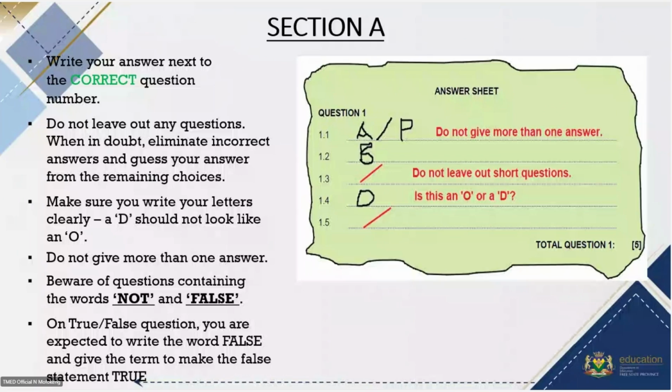As you can see there on the example of 1.1, whereby you'll give A or P. That is not supposed to happen in our section A. You should not give more than one answer. Please ensure that you only give one answer. If you give more than one answer, only the first one will be marked. Usually, if you give more than one answer, that answer was not supposed to be marked.